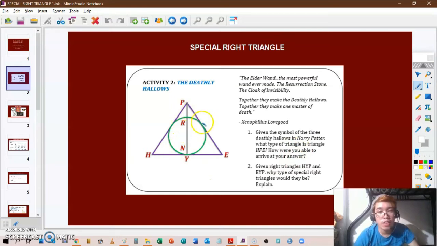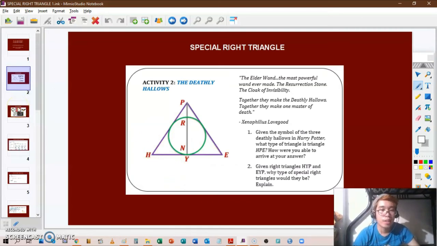Given the symbol, what do you think triangle HPE is? Is it an equilateral, a scalene, or an isosceles triangle? You can write that as your answer. And given right triangles HYP and EYP, what types of special right triangles would they be? You can explain it.